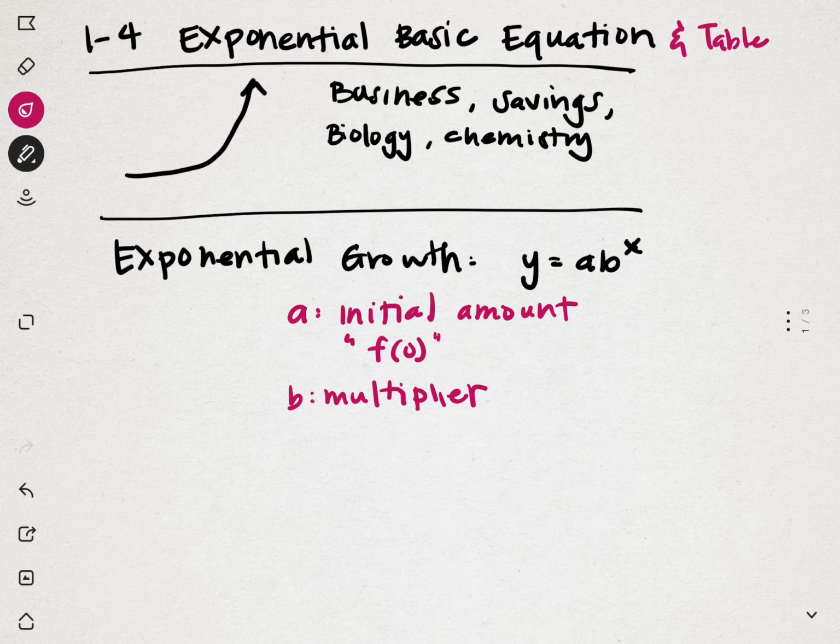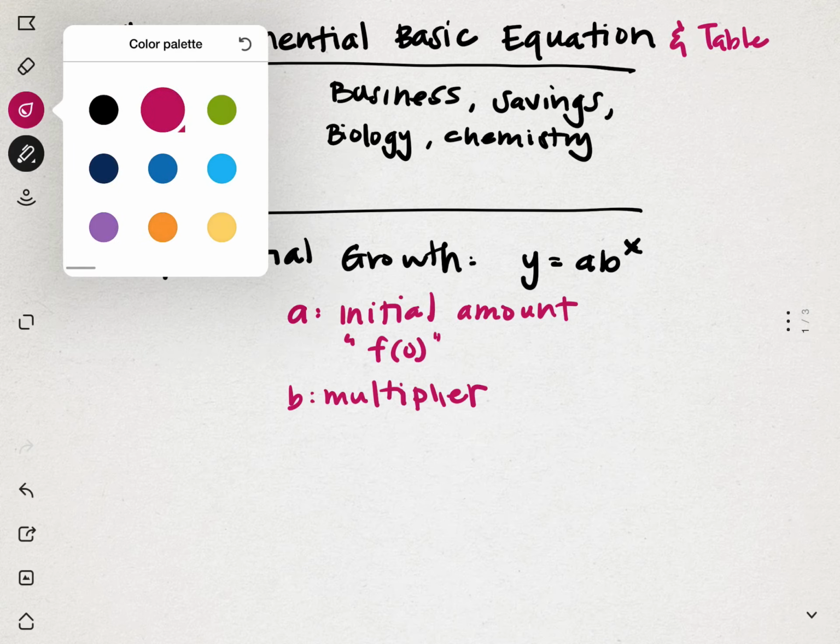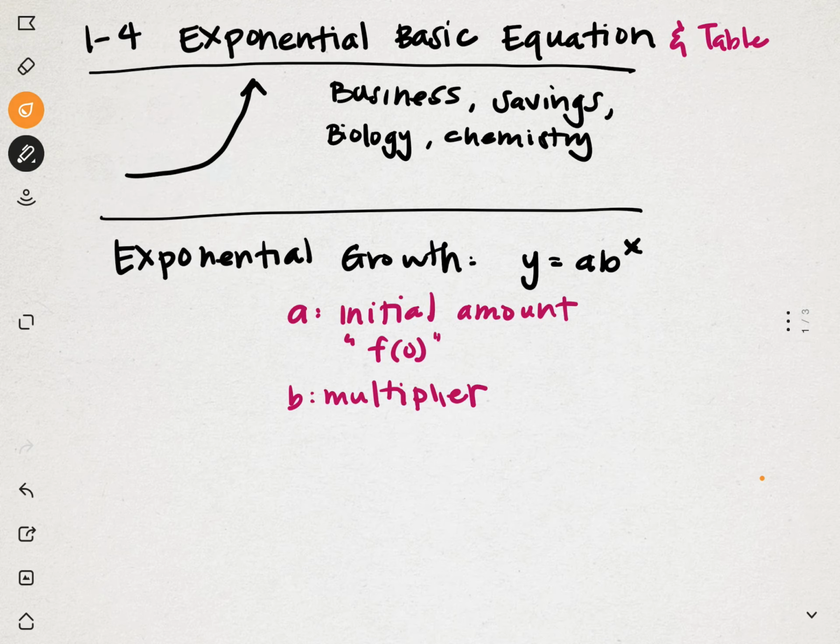So if we're looking at the exponential growth model, it's y equals a b to the x power. One thing to note is that the exponent only applies to the b, so when we're calculating, we make sure that we only raise the b to that exponent. The a is just multiplied with the b to the x part.